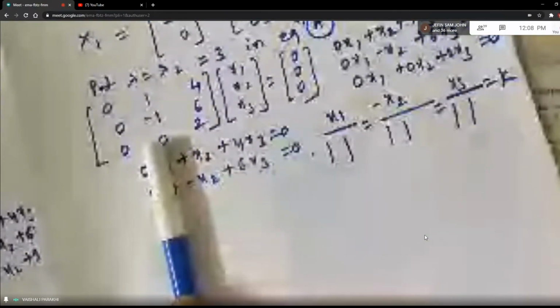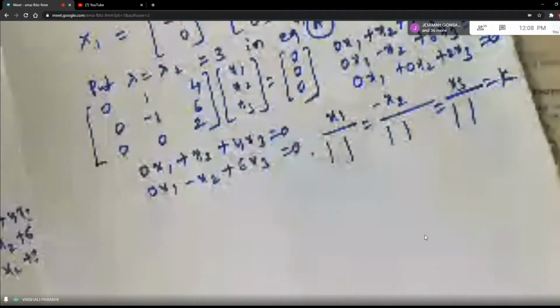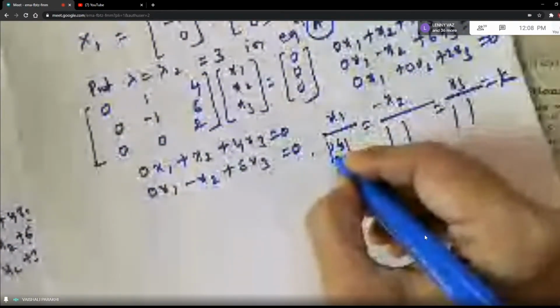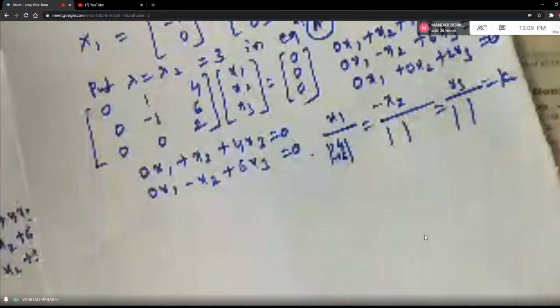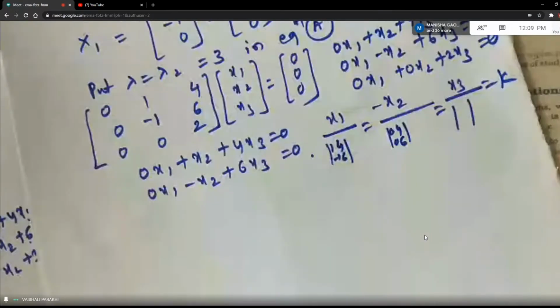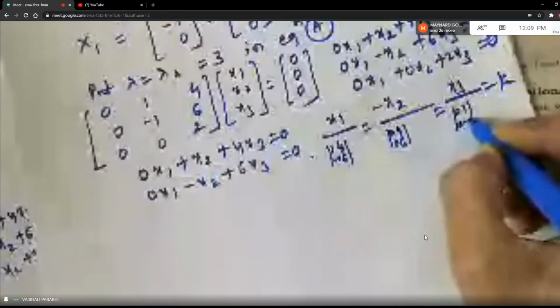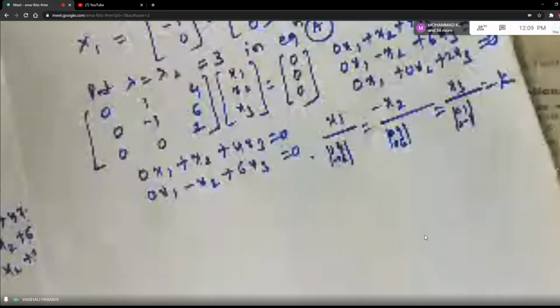Now when you are writing the denominator for x1, hide the x1 column and write the coefficients: 1, 4, minus 1, 6. Correct, no? Then hide the x2 column: 0, 4, 0, 6. Then for x3 it is 0, 1, 0, minus 1. Is that clear?